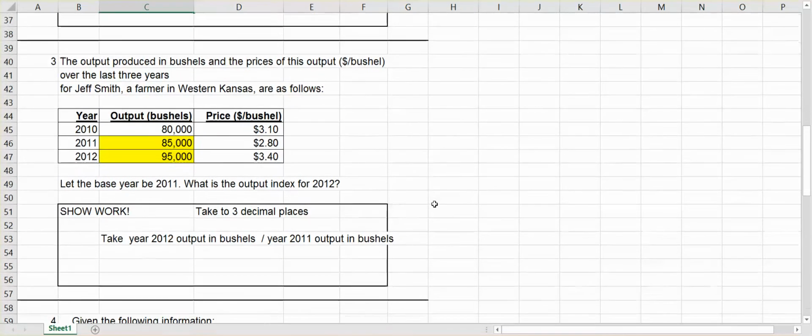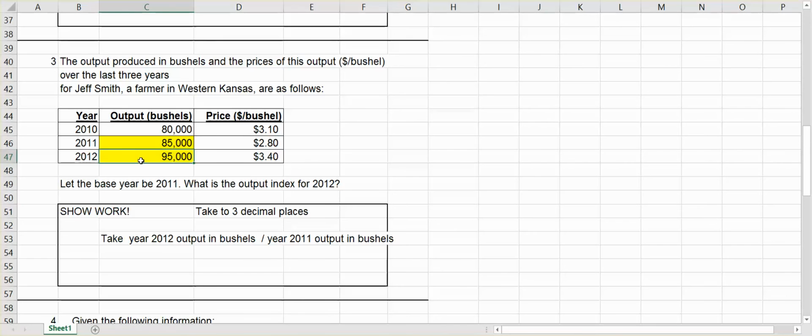Now, let's take a look at the output index. Let's assume this is a different company with a different set of numbers. The output index is not based on price, but on output. Again, let's use 2011 as our base year. That's 85,000 bushels. We want the output index for 2012.